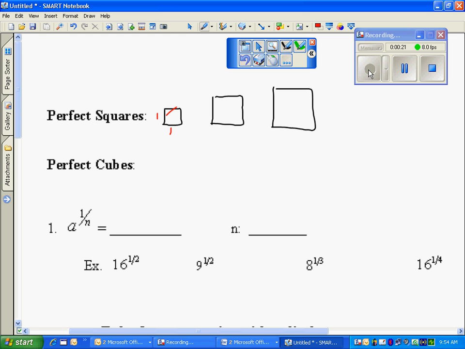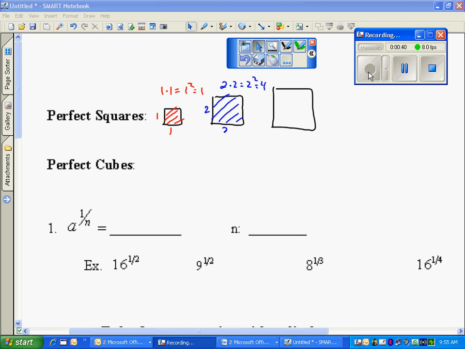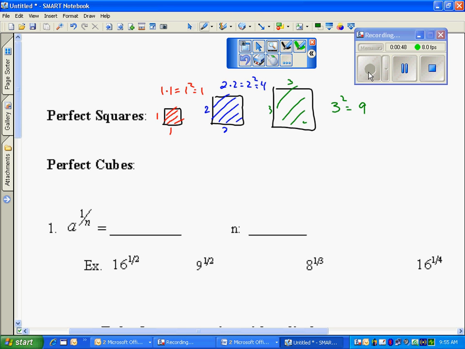And then the area or the space that fills it up would be 1 times 1, which is 1 squared, which is 1. In the second case, let's just make this 2 by 2 square. So the area then is 2 times 2, which is 2 squared, or 4. And in the last case, we have a square that is 3 by 3, which would be 3 squared, or the area would be 9.